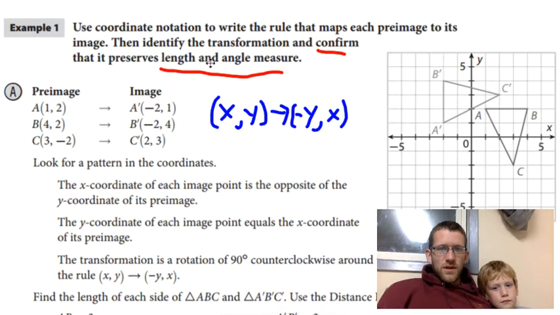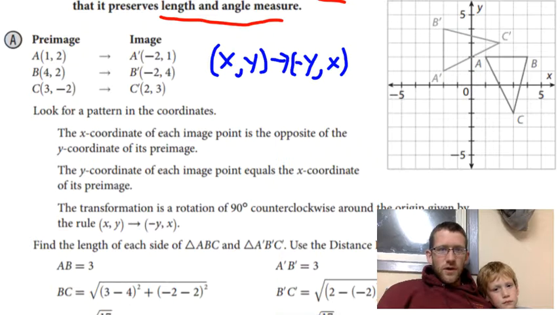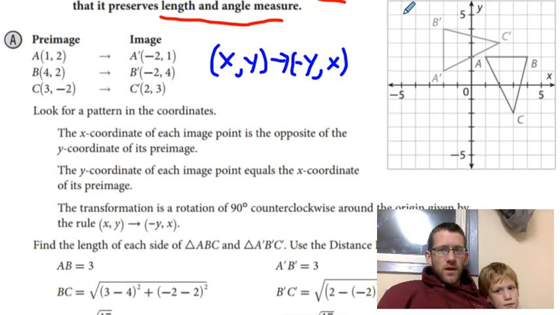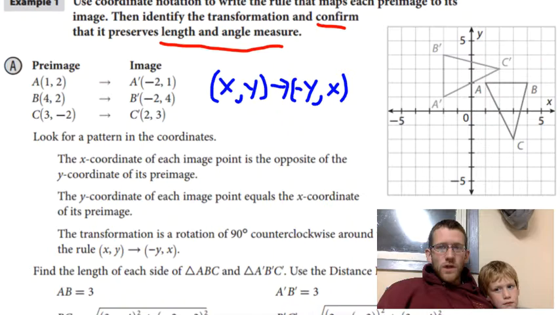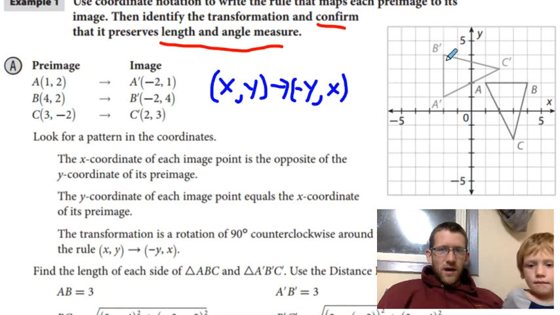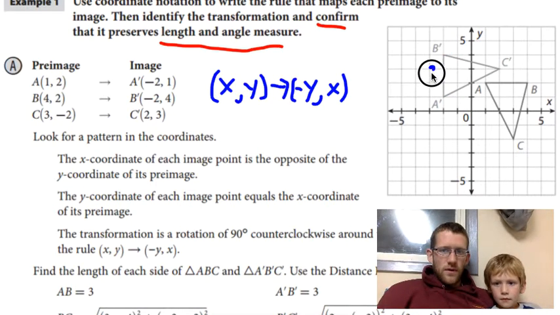So it preserves length and angle measurement, but we got to prove it. So the way they're going to prove it is they're going to use a protractor to measure the angles and estimate the angles, because right now that's the tool you have. But we can do a little bit better than that on lengths. So if we were to check the lengths, what is the distance between, say, A prime and B prime? How far apart are they? Well, we can just count it. 1, 2, 3. They're 3 units apart. How far is it from A to B, Willie? 3. 3 units apart. Good.